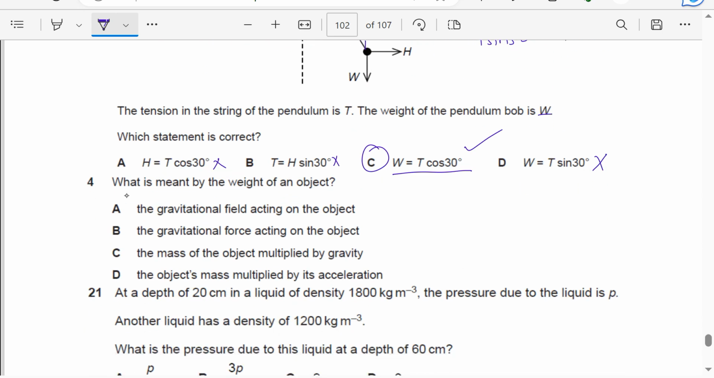What is meant by the weight of an object? That is the gravitational force acting on an object. So the answer is B.